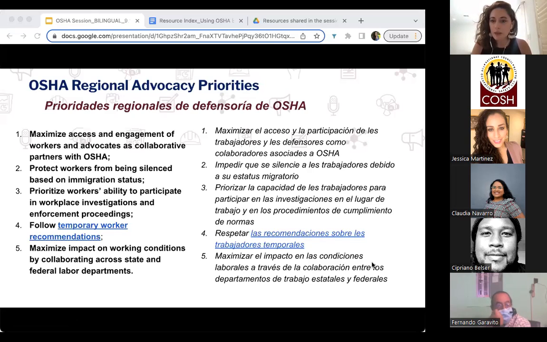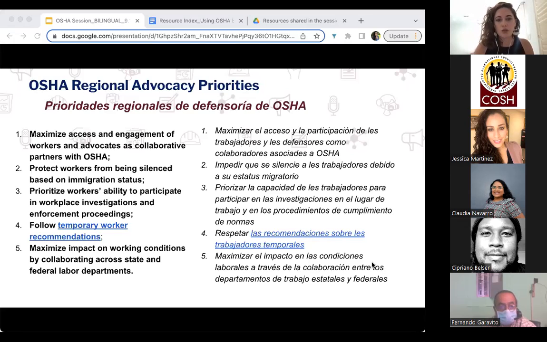The second piece here is to protect workers from being silenced on immigration status. There have been a few steps taken on this front, but there's a lot more that needs to happen, and this is a huge priority for all of us. The third is to prioritize workers' ability to participate in workplace investigations and enforcement proceedings.